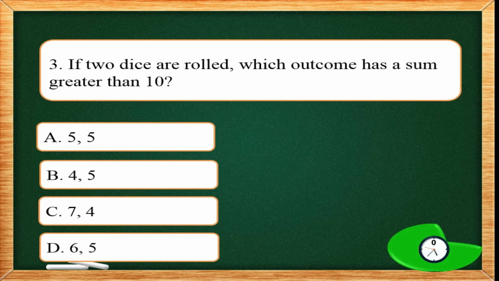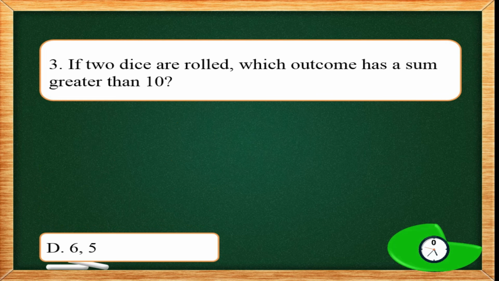You are correct if your answer is letter D. 6 for the first die and 5 for the second die. 6 plus 5 is equal to 11. Next one.